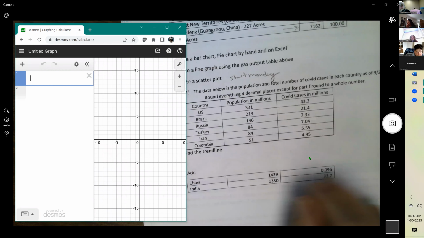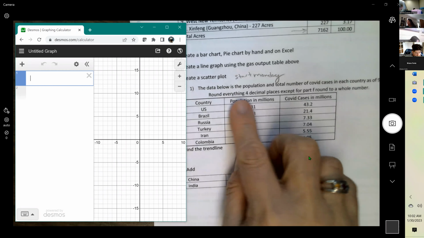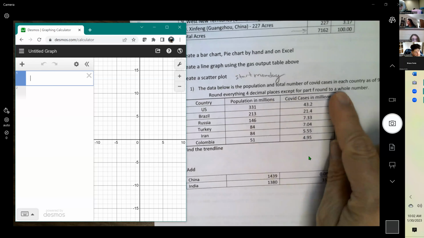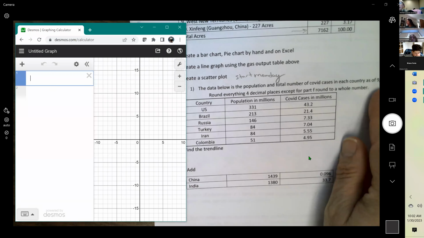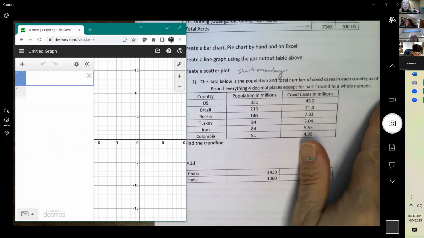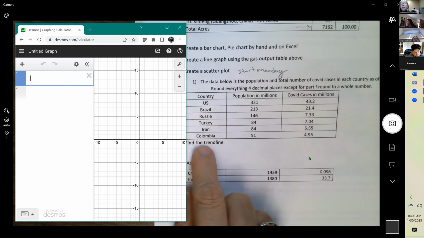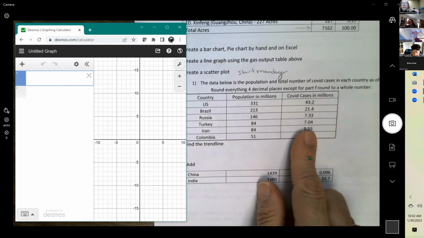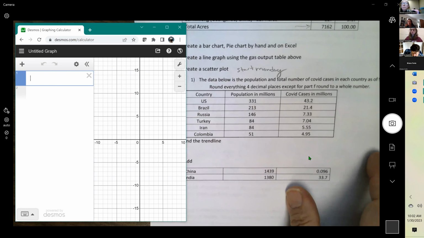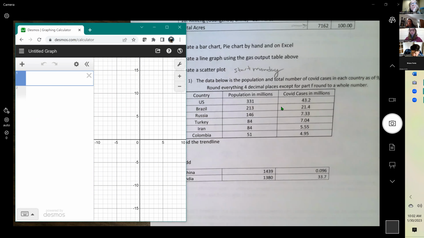Now this data is the population and the total number of COVID cases, as of September 28th, 2021. I took so many of the countries and took the population and the COVID cases. So if we put these in here, remember to do a table: you click on the plus sign and go to table. Plus sign and then table. And then we type them in.